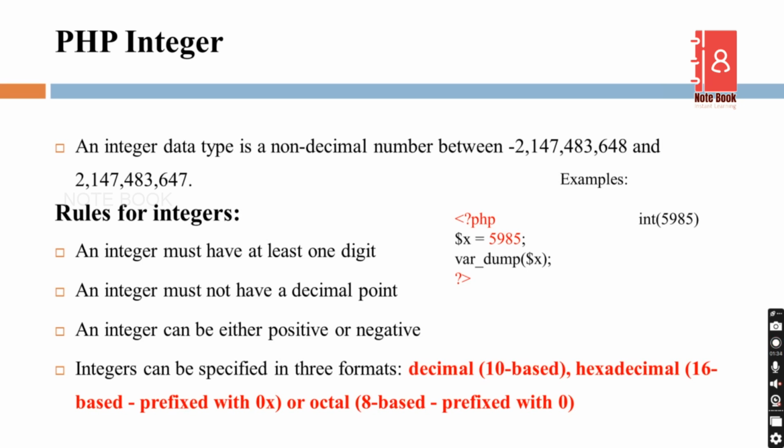As an example given in the right hand side, look at the PHP script. $x is equal to 5985. So what happened? The $x takes the integer value, and on another side we can declare the integer in this manner, like int of 5985. It will take 5985 as an integer.